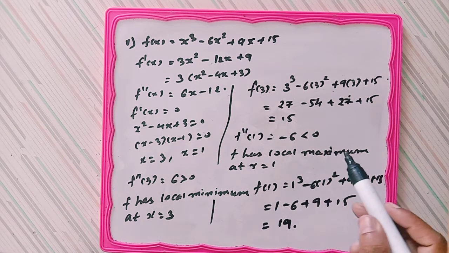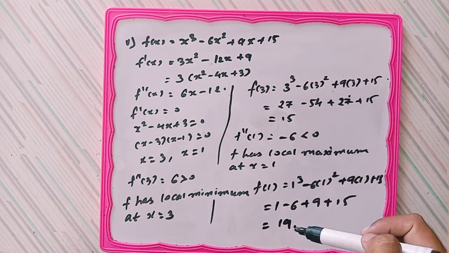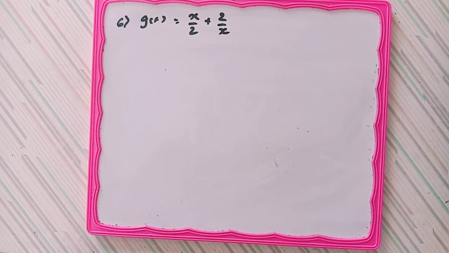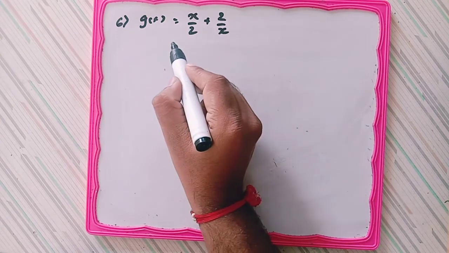So minimum value we have 15 and maximum value we have 19 at x equals 1. Sixth question, we have x by 2 plus 2 by x.